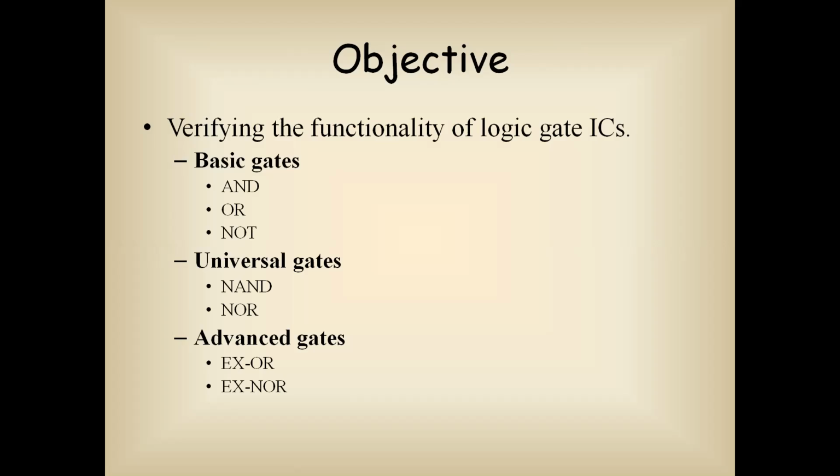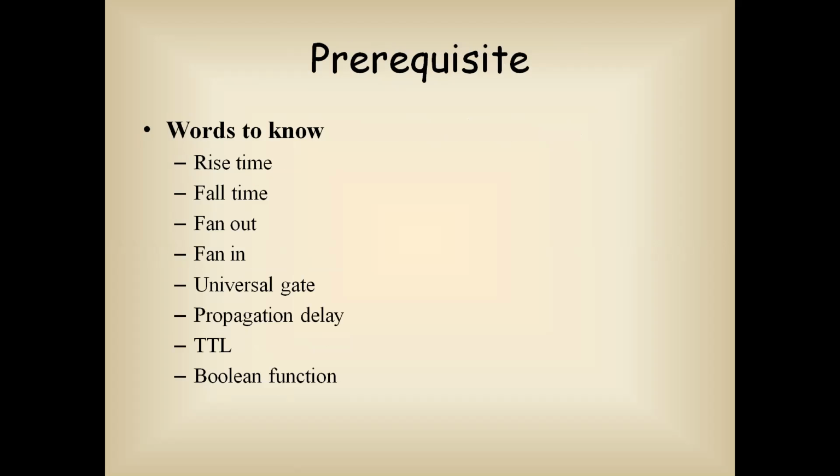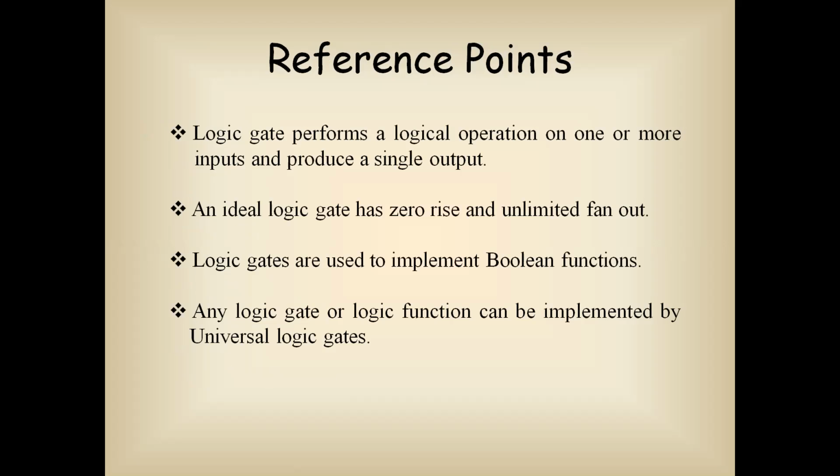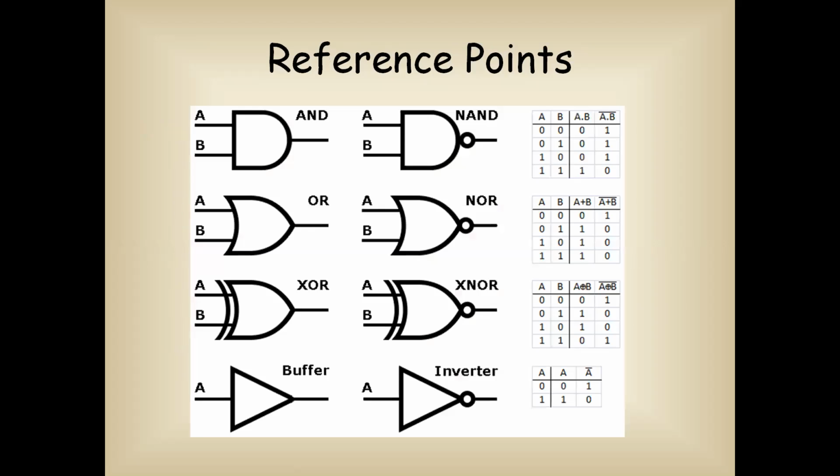Before performing this experiment, I would like you to learn some basic performance parameters related to ICs, like rise time, fall time, fan in, fan out, and propagation delay of a gate. These are all terms which have certain meanings with respect to performance. So I want you to learn this terminology before performing experiments on digital ICs. Along with that, I have also given certain reference points which will help you perform your experiment in a better manner. And these are the symbols and truth tables of the logic gates which you are going to implement.